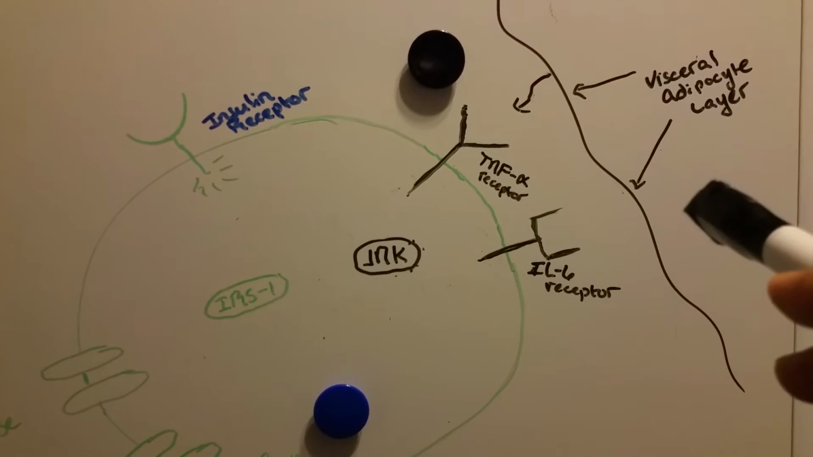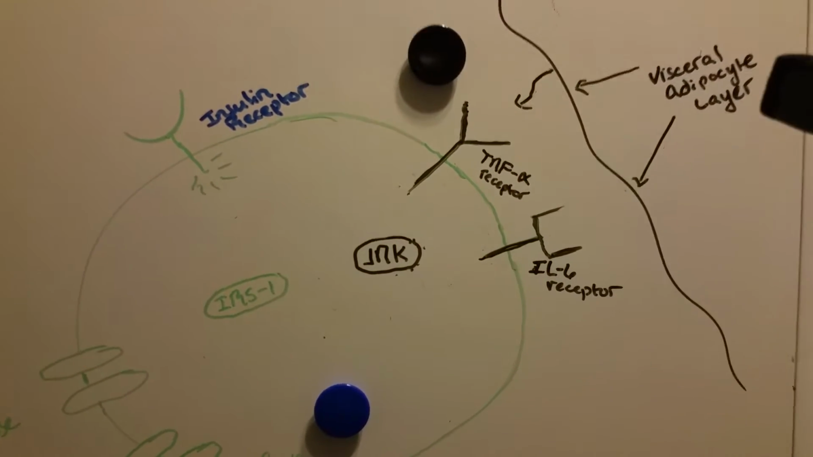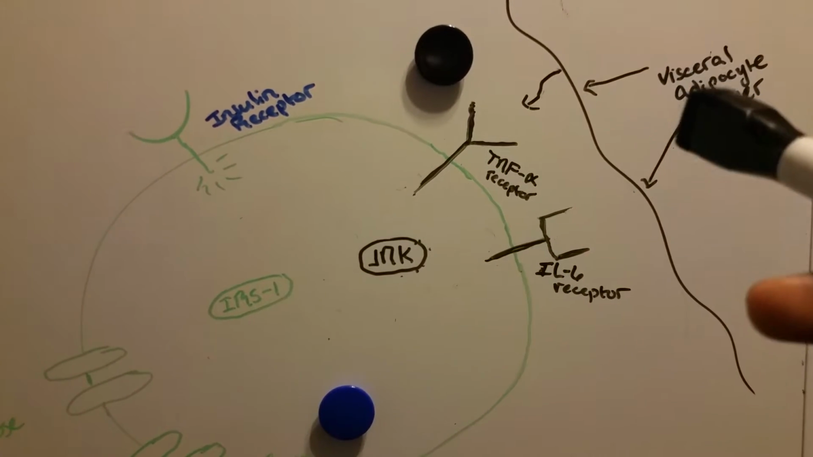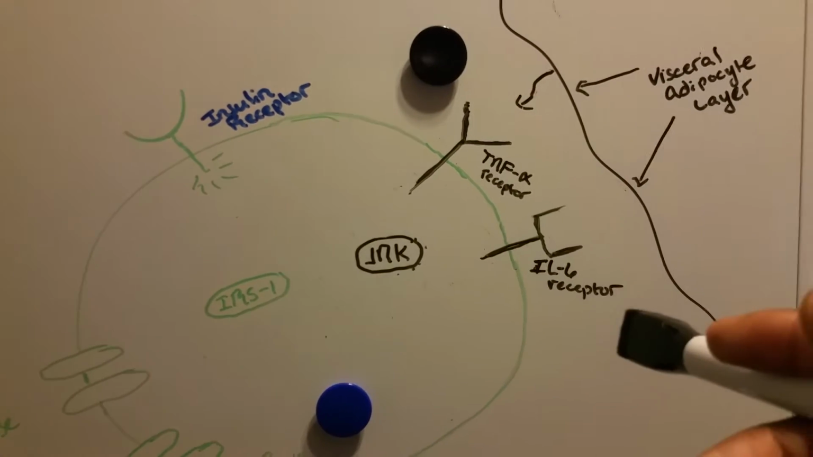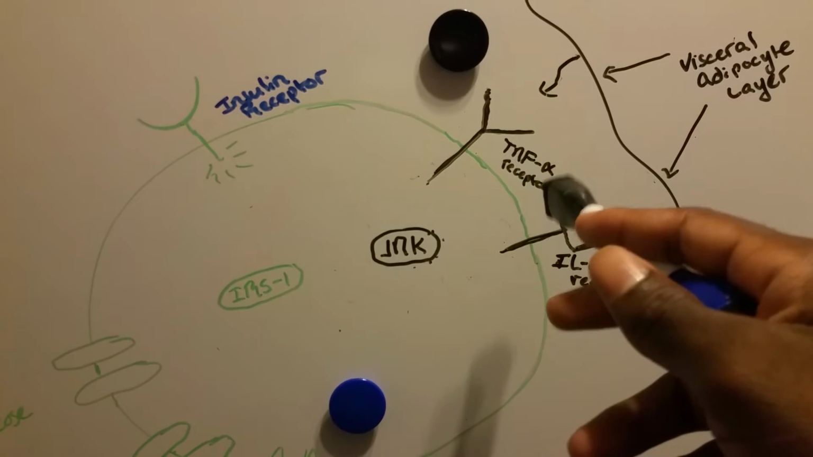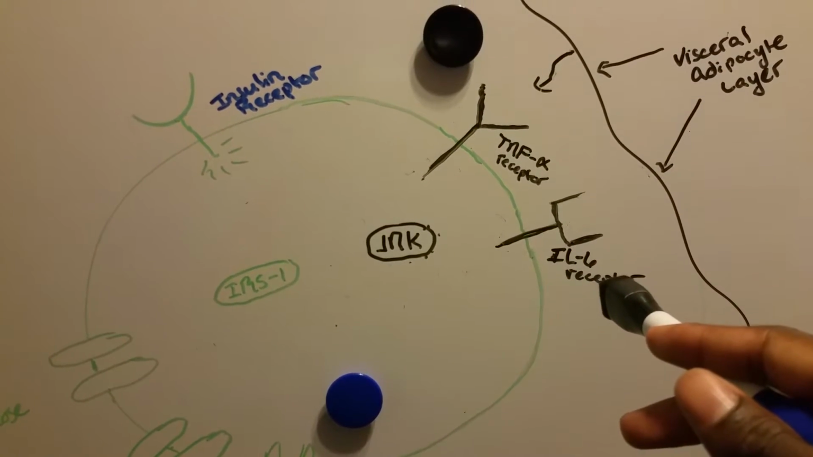Not only do these cells generate hormones such as leptin, which functions in regulating metabolism, but they also secrete a variety of pro-inflammatory mediators, including TNF-alpha and IL-6.